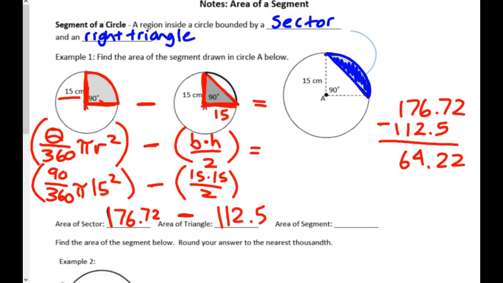64.22. And that's it. So the hardest part about this is you got to know the formulas, okay? So I'm giving you the formulas. We learned this already. We definitely learned this already, and I'm just telling you, all you're doing to find a segment is subtract those two numbers. Let's try one more together, and then that's it.